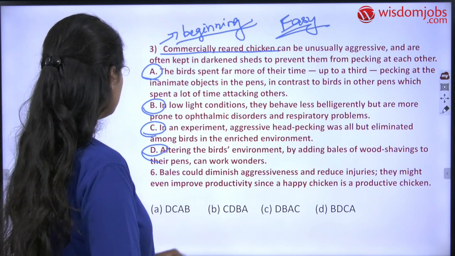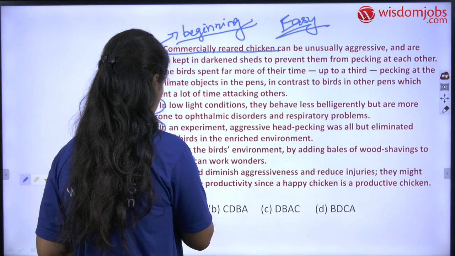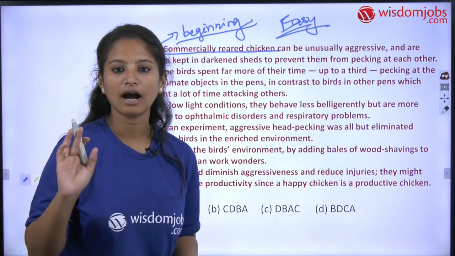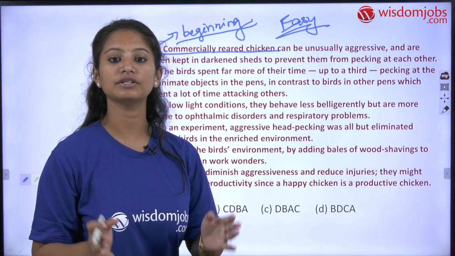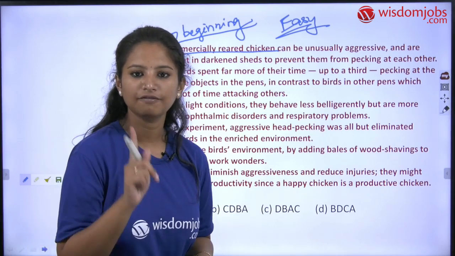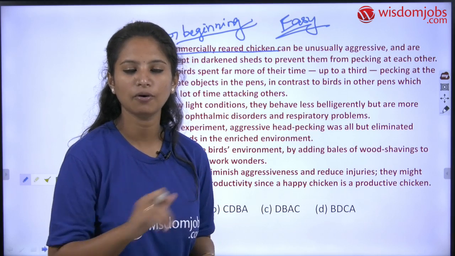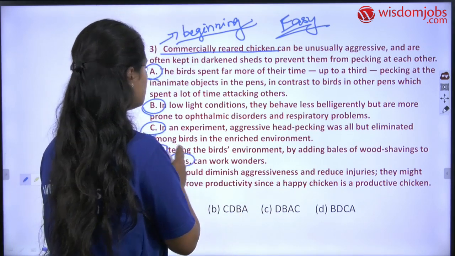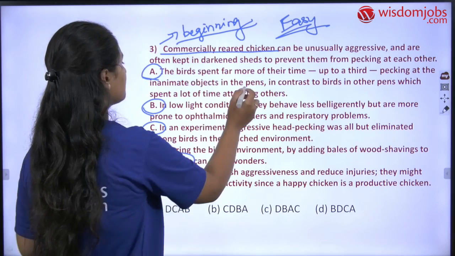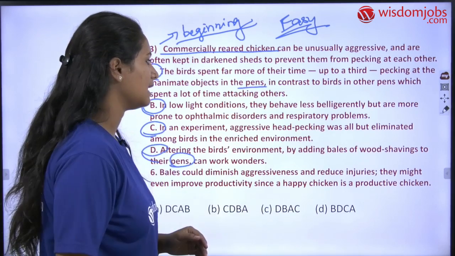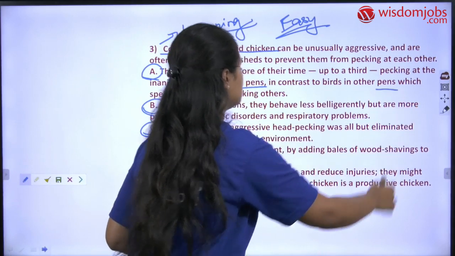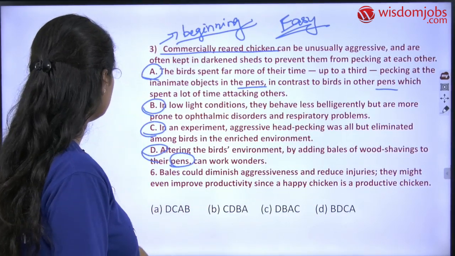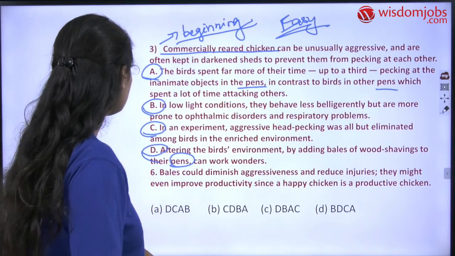So now let us find the word pens. Here the word pens can give you the sequence of the whole paragraph. How? Because the word pens is there, and again in option A, pens is repeated two or three times. Now let us find out whether both these options can be together or not.